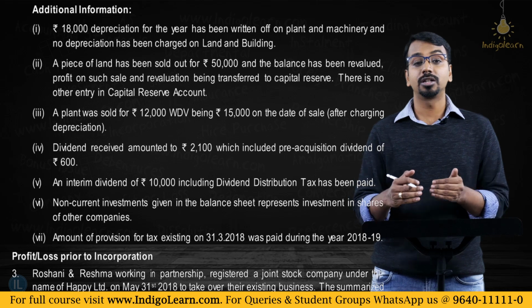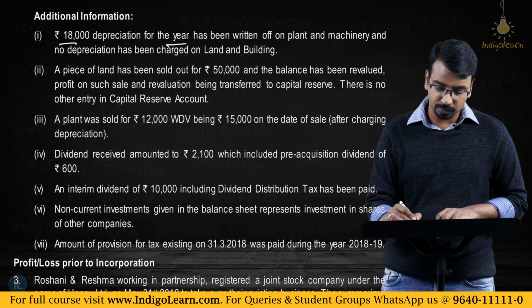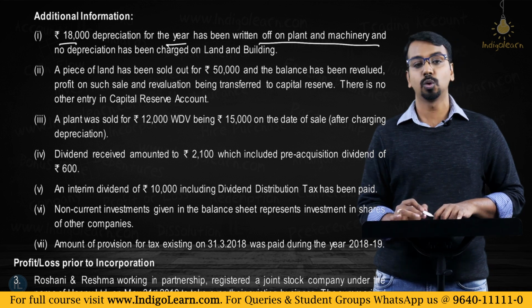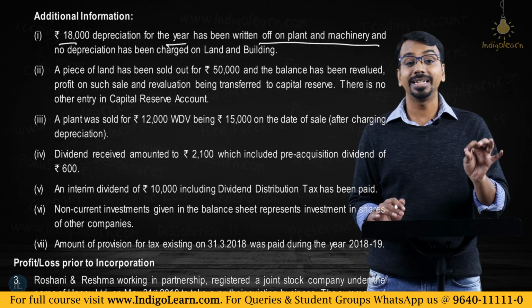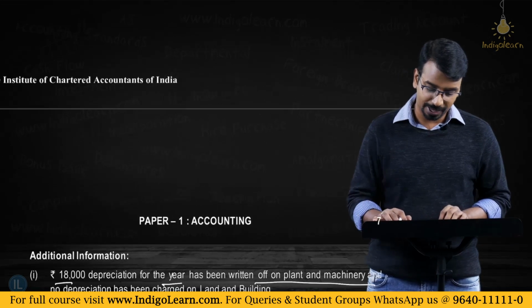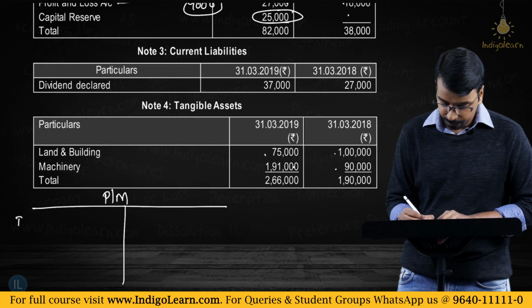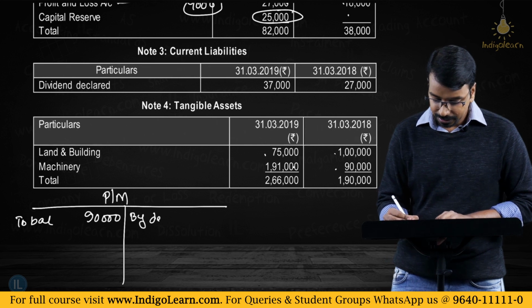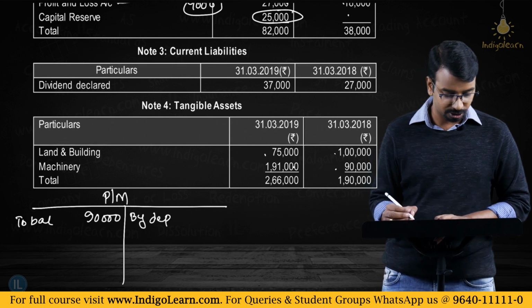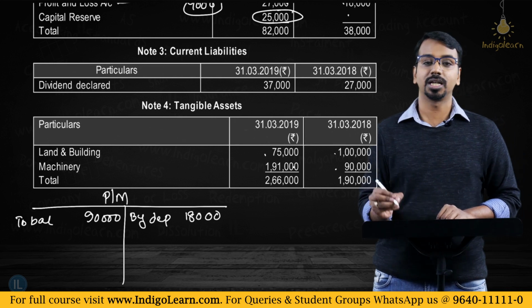Now the additional information part. 18,000 depreciation for the year has been written off on plant and machinery. So on plant and machinery you have charged 18,000 of depreciation. So if I prepare a plant and machinery account, what is my balance? My balance brought down is 90,000, and there is a depreciation charge of 18,000. This is the information given in the question.